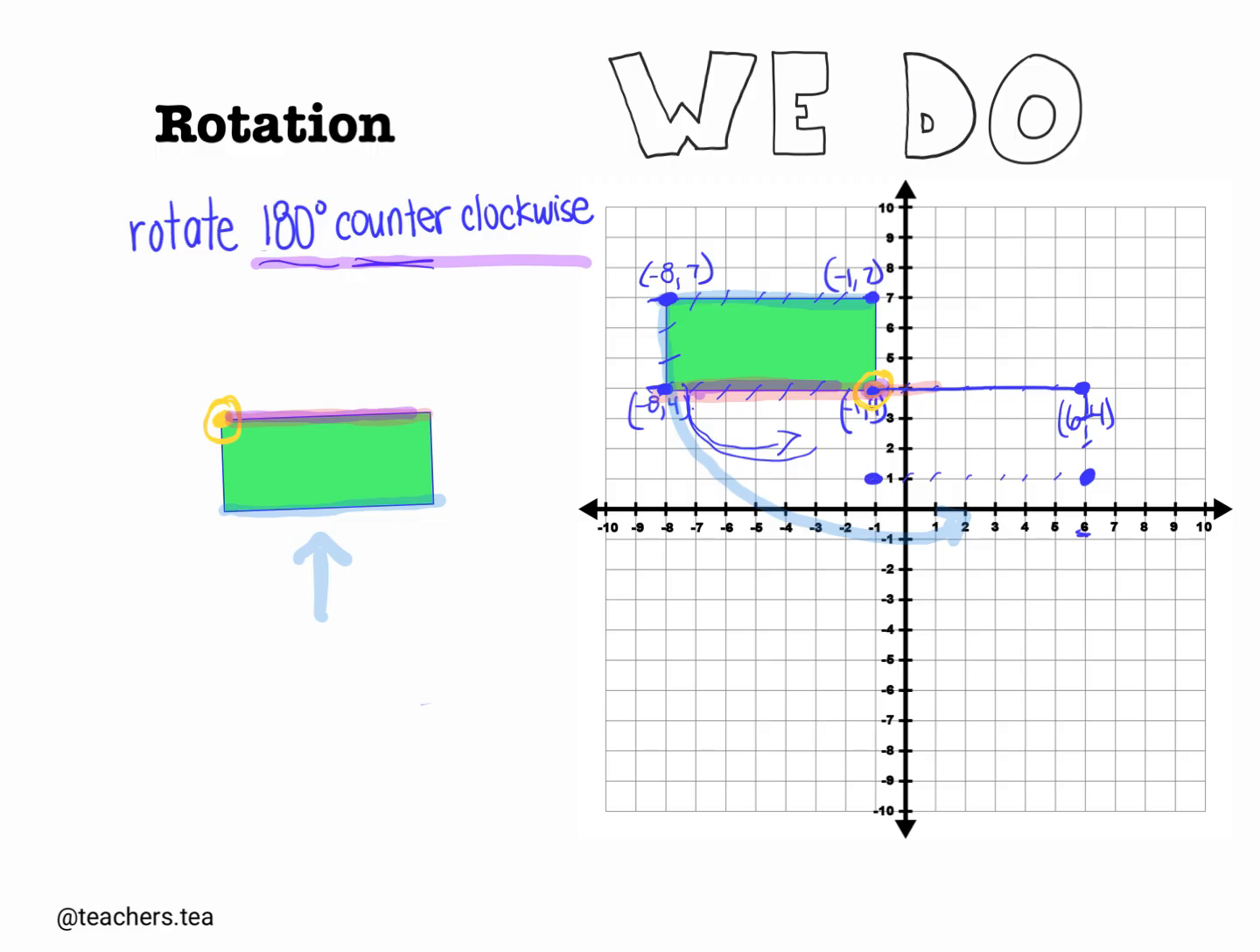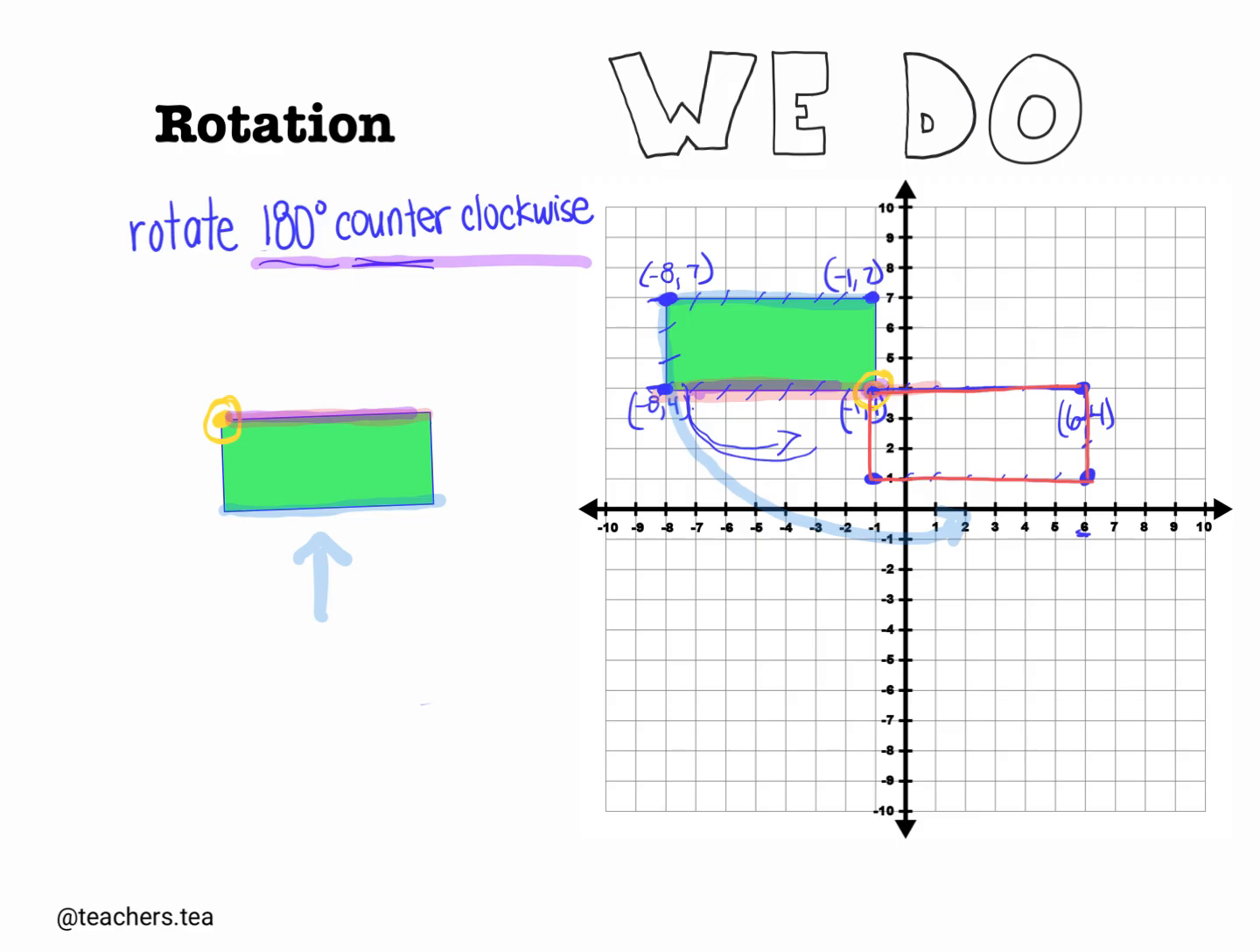And maybe I'll use red to create the actual new rectangle. Sorry, I feel like I just said triangle. If I did, I apologize. Okay, so this is the new rectangle, rotated counterclockwise 180 degrees.